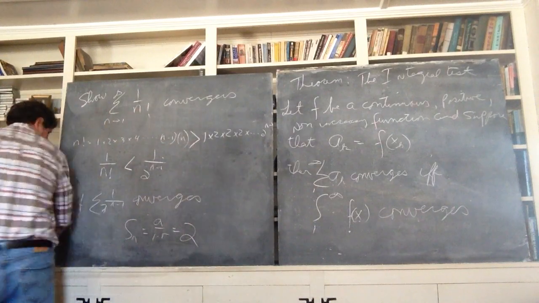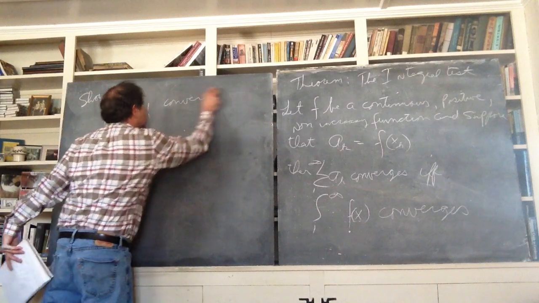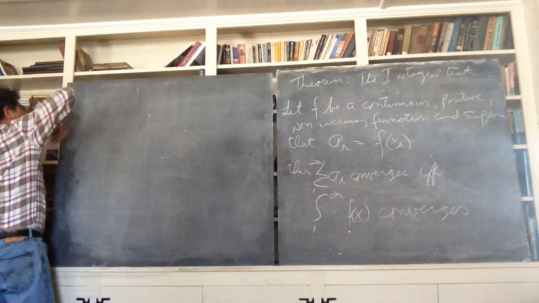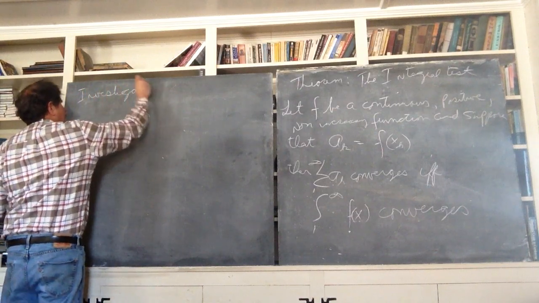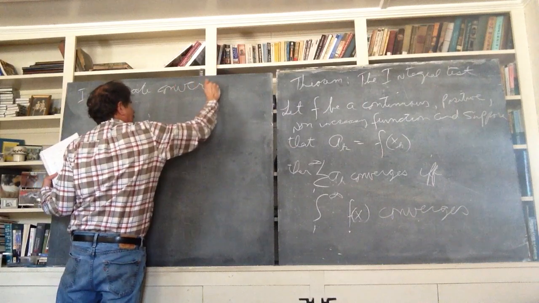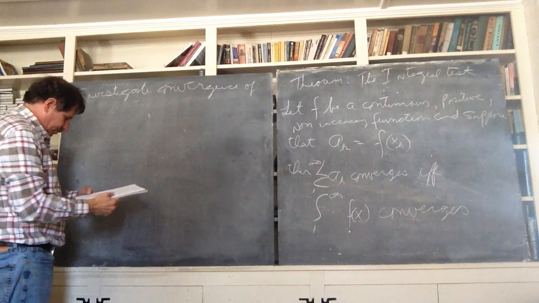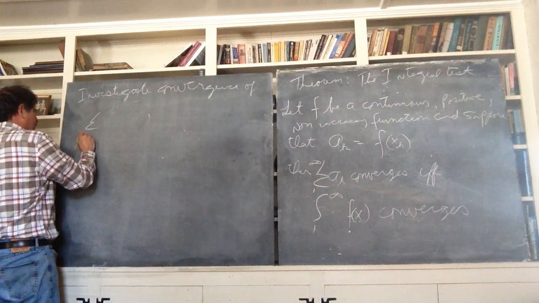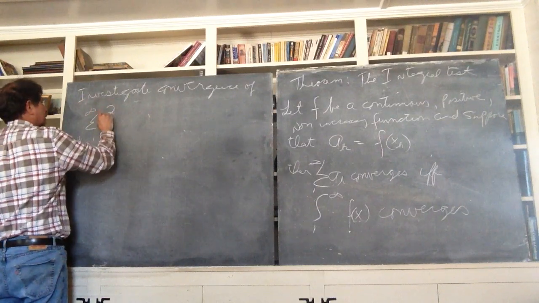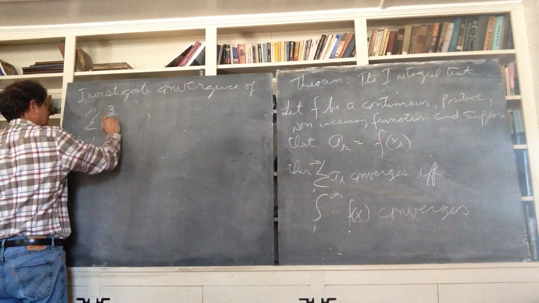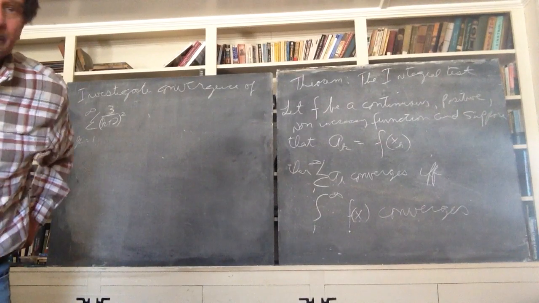And let's just do a couple examples, I guess. How about investigate convergence of... Example, how about the sum from k equals 1 to infinity of 3 over k plus 2 squared. We're going to investigate the convergence of that.